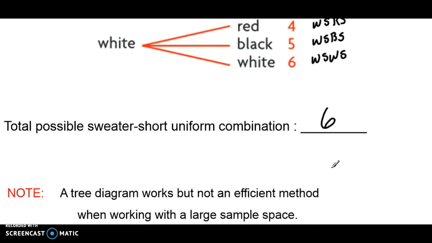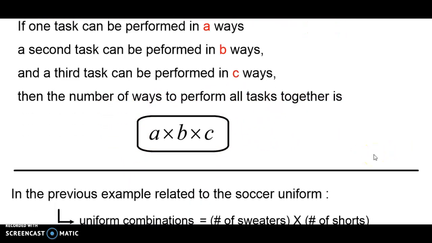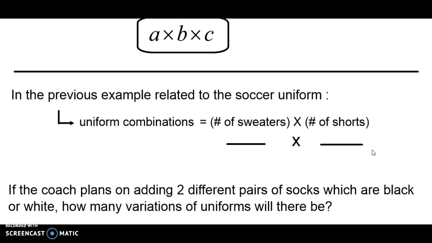So we're going to take a look a little further at a more efficient way, and that efficient way is called the fundamental counting principle. That states if we have one task that can be performed in A ways, the second task can be performed in B ways, and a third task can be performed in C ways, the total number of ways to perform all tasks is by just multiplying all of those possible choices together. So we're going to take a look at that specifically in this example.